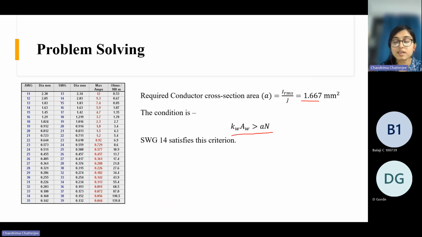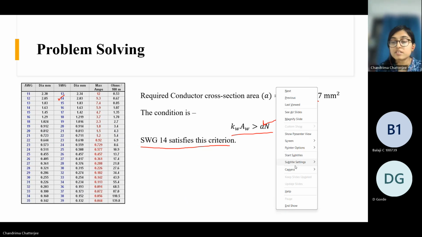You can see this SWG. I have not shown this, but you can do it by yourself. So SWG14 satisfies this criterion: K_w A_w greater than A N. So this is N, this is A, and N you have calculated as 32.